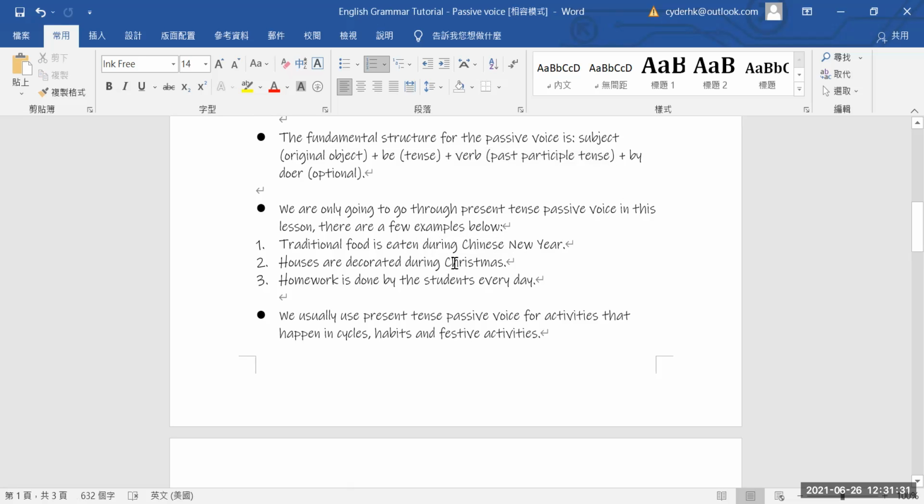Houses are decorated during Christmas. The original form is decorate, but we need to change it into past participle tense, so decorated. Houses is plural, and during Christmas it's also present tense. So for plural and present tense, the forms are, okay? Present tense is are, am. Houses, we only have houses. This is plural. It's countable and plural, so we use are.